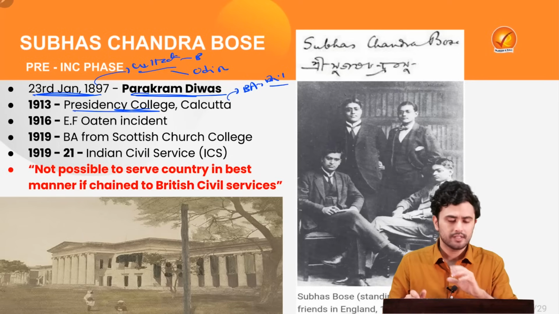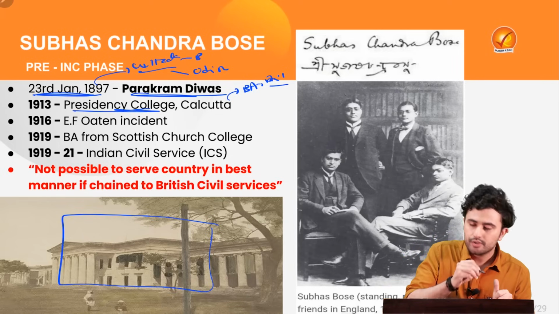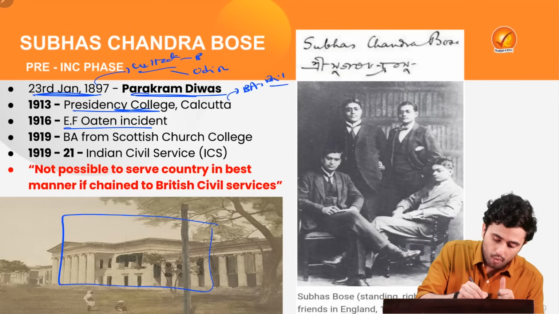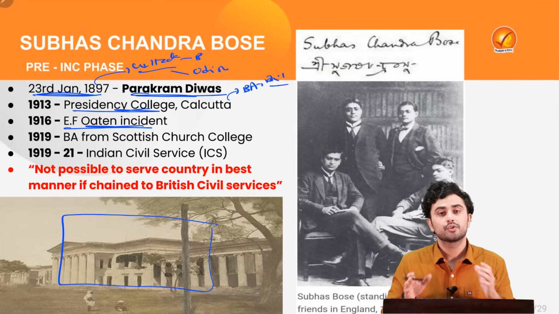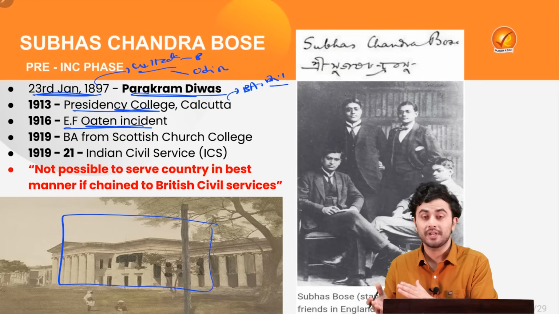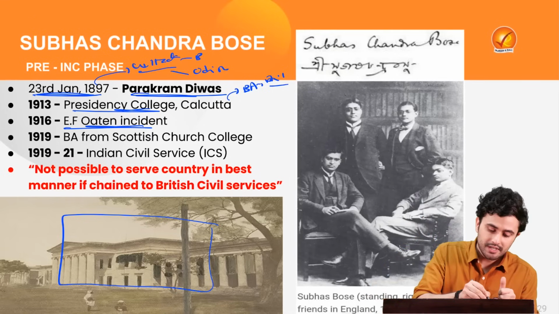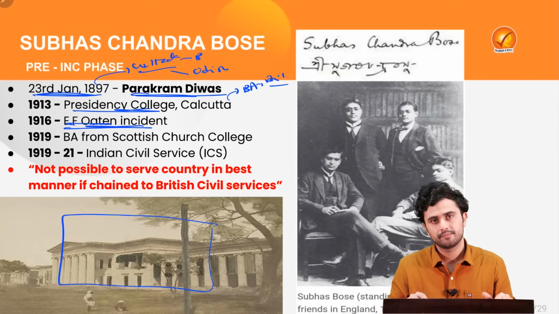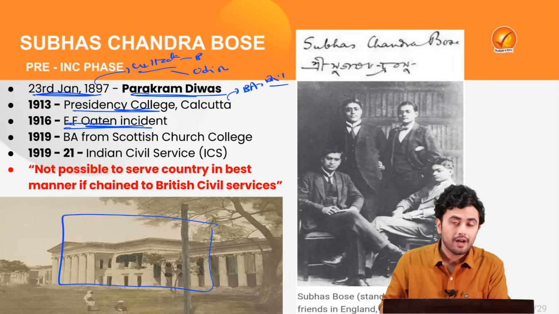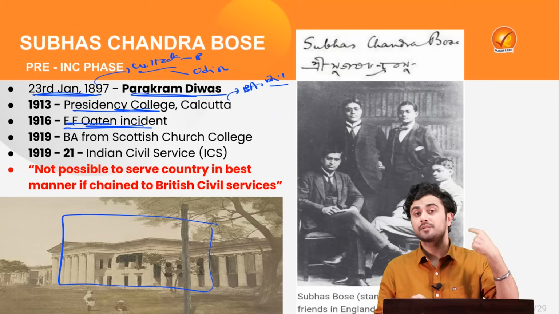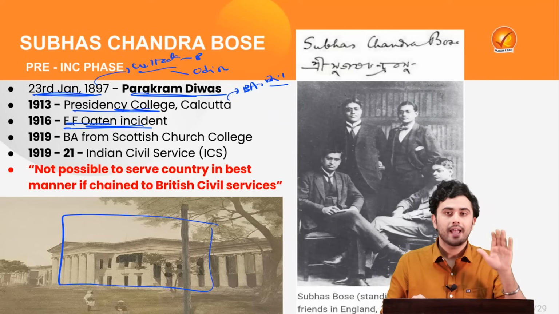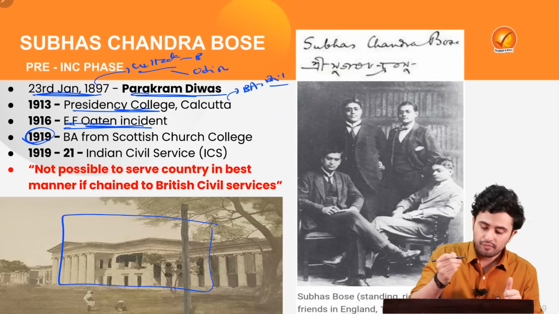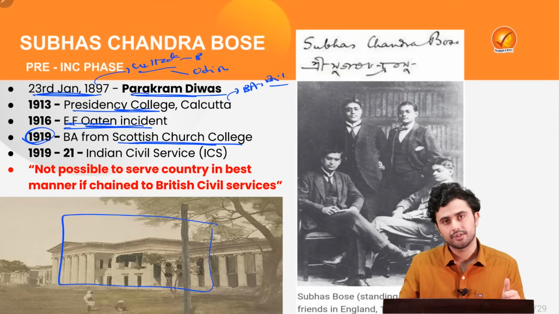However, in 1916, the Presidency College of Calcutta saw a very famous incident called the E.F. Oaten incident, where Subhas Chandra Bose, along with his classmates, beat up the history professor E.F. Oaten, who was saying bad things about Indian culture. Because of this brave act, Subhas Chandra Bose was expelled from the Presidency College, and thus he had to complete his BA in the year 1919 from the Scottish Church College.